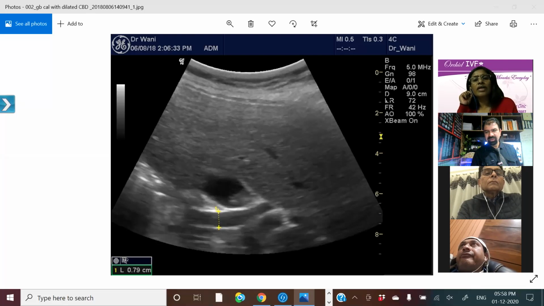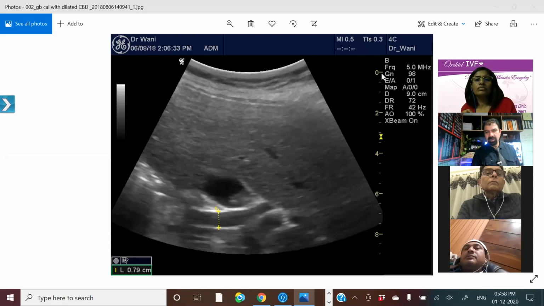What is the depth? This is the D. Now see, D is written over here, not DEPTH. Now you have to make out that this is the depth. What is meant by the depth? Depth means that I am scanning right now with a depth of 9 centimeters. This is also over here.